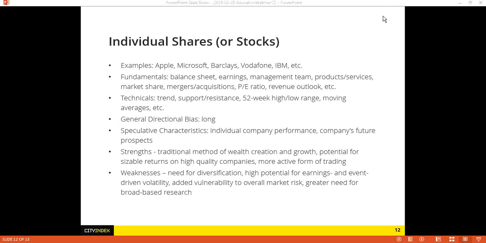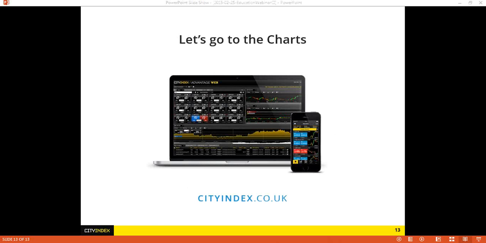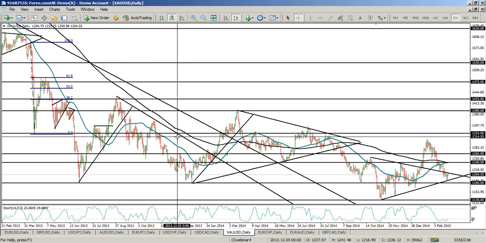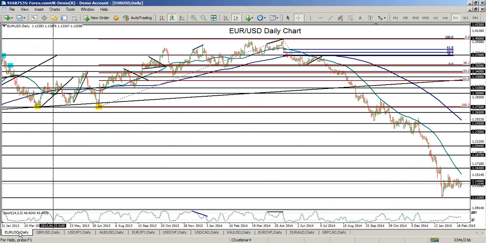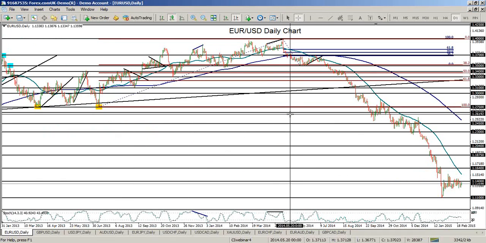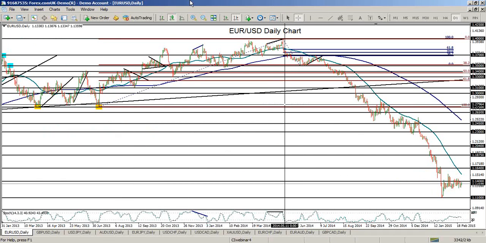Okay, let's move forward real quick. Those are the different strengths, weaknesses, and characteristics of the different markets. Let's go to the charts and take a quick look at what we're looking at here. I'm going to go through very quickly what I'm looking at from a technical perspective on the different currency pairs before I wrap this up.